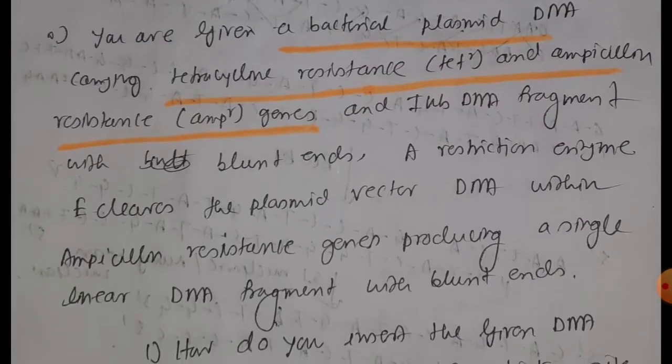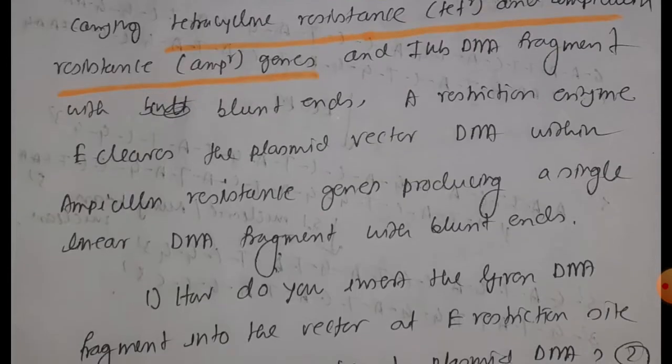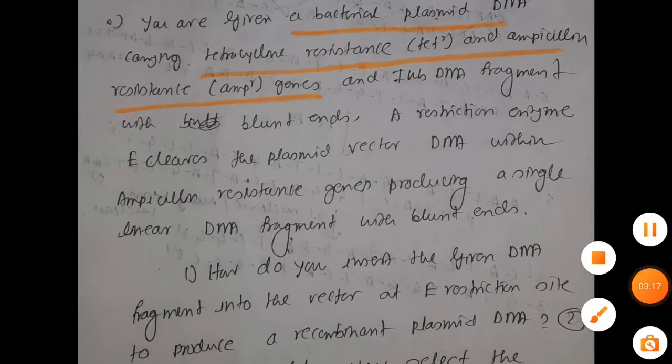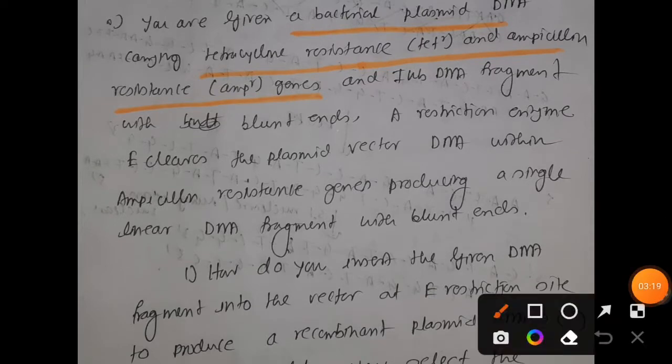So now let's move to the next question, which is quite interesting. I would like to recommend you to first read the question very carefully, then go for the solution. So you are given a bacterial plasmid DNA carrying a tetracycline resistance gene.